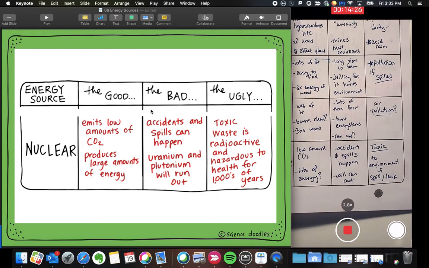So it will run out again. And then the ugly part is the toxic waste that comes out of this is really bad for the environment. And it's radioactive for thousands of years after the fact. And if there is a fallout, or if there is some kind of problem at the plant, it can be quite dangerous to the entire ecosystem and the worldwide ecosystem.